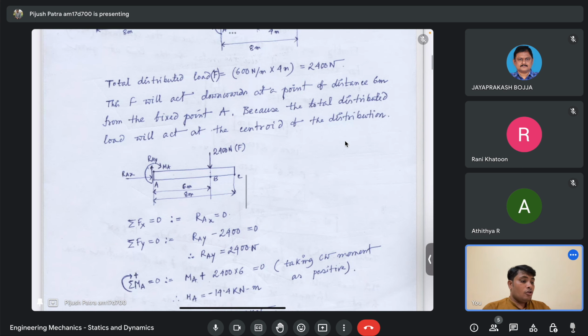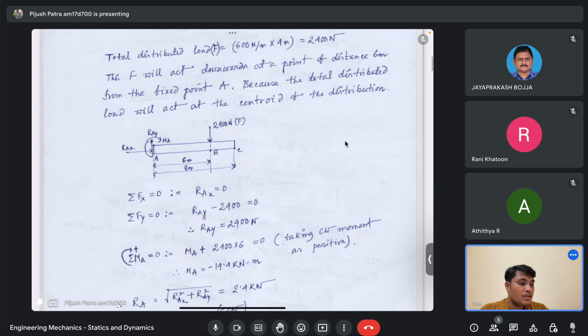Okay, so from here you can easily see that if I do the summation Fx equals to 0, that means all the forces acting in the x direction is 0. So what is the force which is acting in the x direction? Can someone tell me from the diagram itself? From this free body diagram you can easily see what is the force acting in the x direction? 0, sir. Yeah, so that is 0, because summation Fx equals to 0 means RAX plus 0 is equal to 0, that means RAX equals to 0.